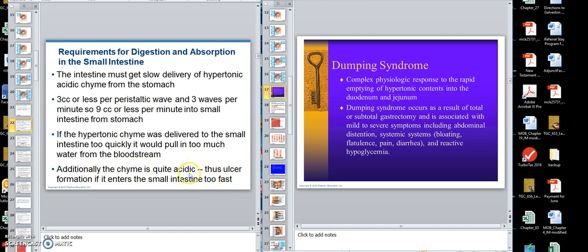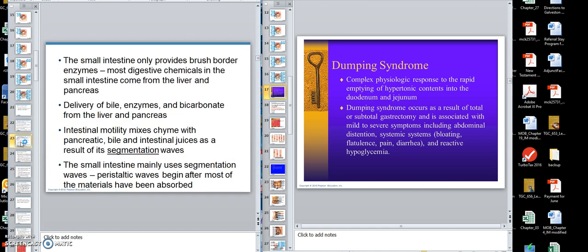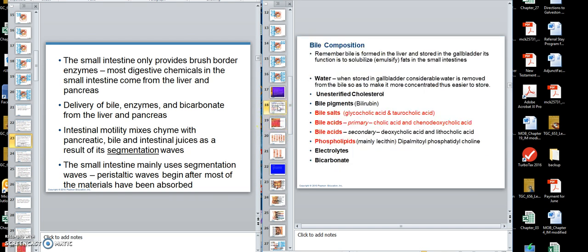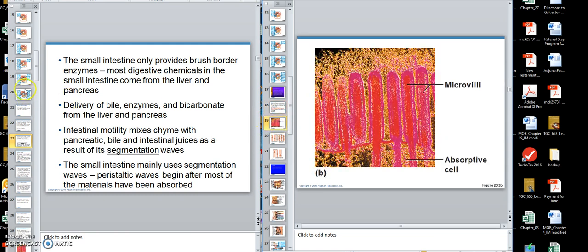Additionally, chyme is quite acidic. So remember that chyme is acidic in the ulcer formation. Remember I mentioned the most common ulcers are really duodenal ulcers. Okay, let's go further. The small intestine only provides brush border enzymes. That's that brush border.